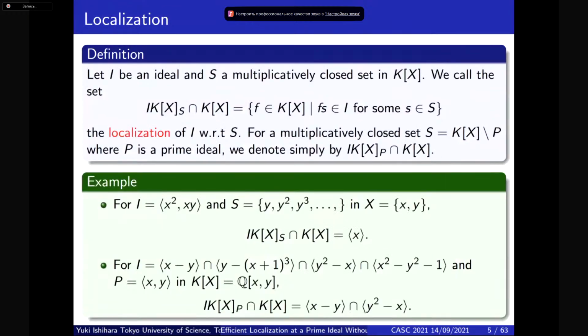So here is a definition of localization. For an ideal I and a multiplicatively closed set S, the localization of I with respect to S is like this. For example, for I generated by x squared and x times y, the localization of I with respect to this S is just x.